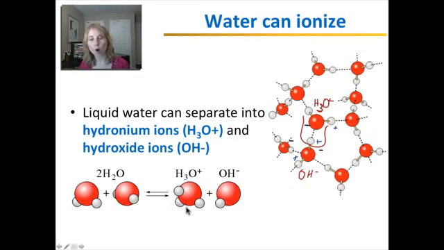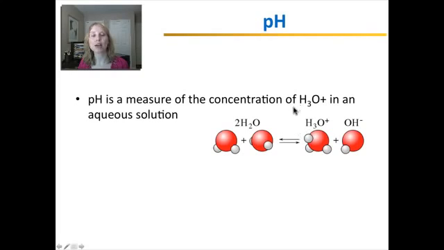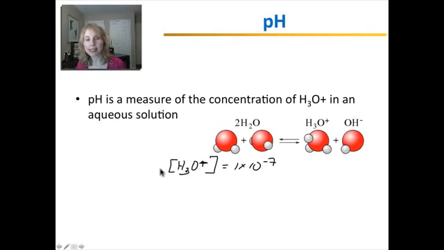Now in any body of water, only a small percentage of these water molecules will actually ionize. But it's happening all the time, and understanding it is important towards our understanding of pH. So pH is the measure of the concentration of hydronium ions in an aqueous or water-based solution. So say I take neutral water. The concentration of hydronium ions in neutral water is equal to 1 × 10⁻⁷. And this gives me a pH of 7.